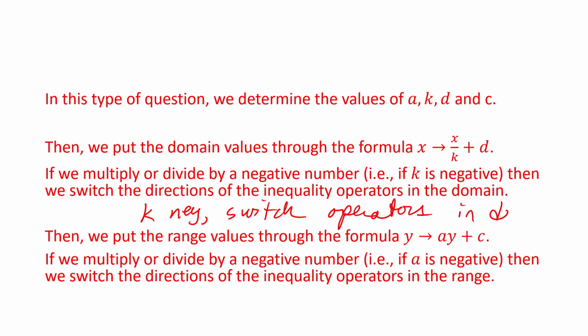And then we could look at the range, and a similar thing takes place. We put those range values through the formula y maps onto ay plus c. Well, if we multiply or divide by a negative number, in other words, if a is negative, we switch the direction of the inequality operators in the range. In other words, if a is negative, switch operators in the range.